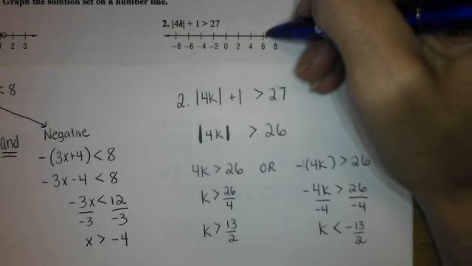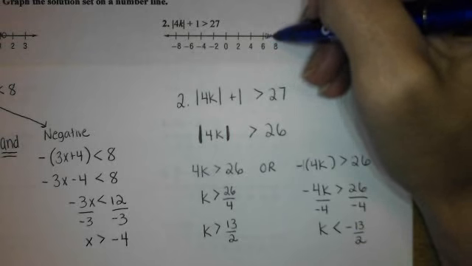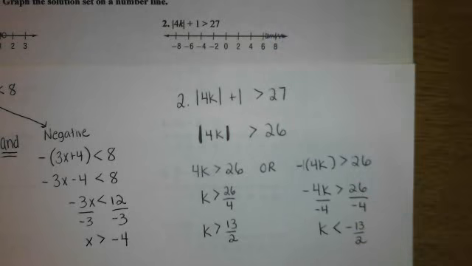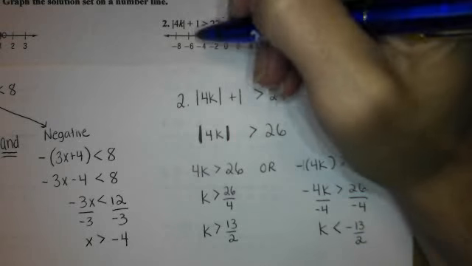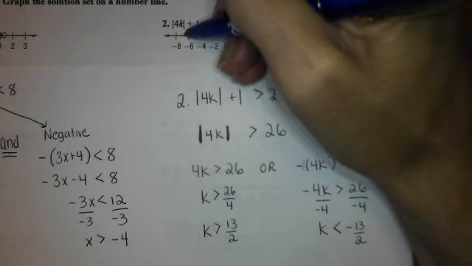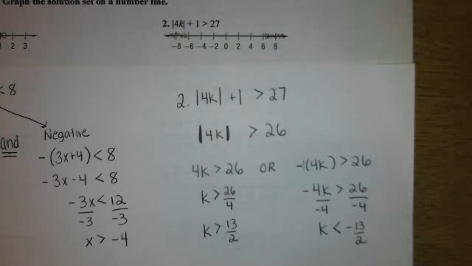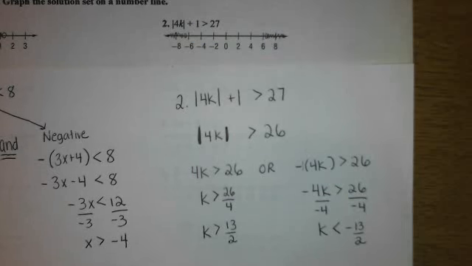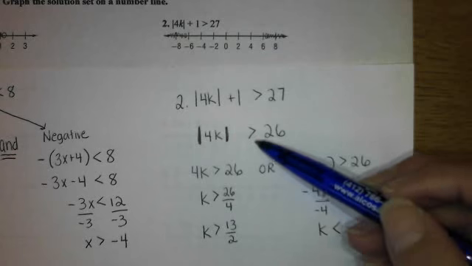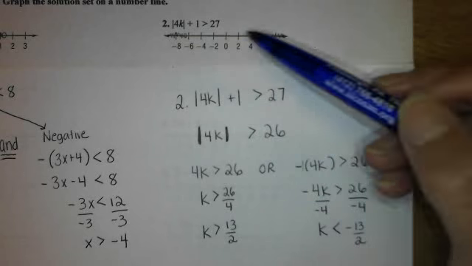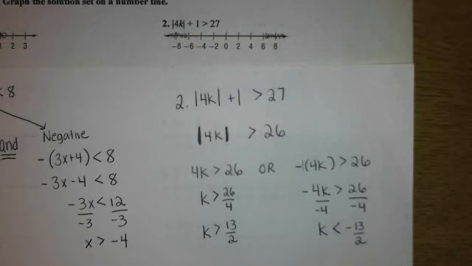It's going to be an open circle right here. I need to be greater than 6.5, or I need to be lower than -6.5. So I'm going to do an open circle there as well and shade below. So this one here, because of the inequality symbol, ends up being an OR statement.